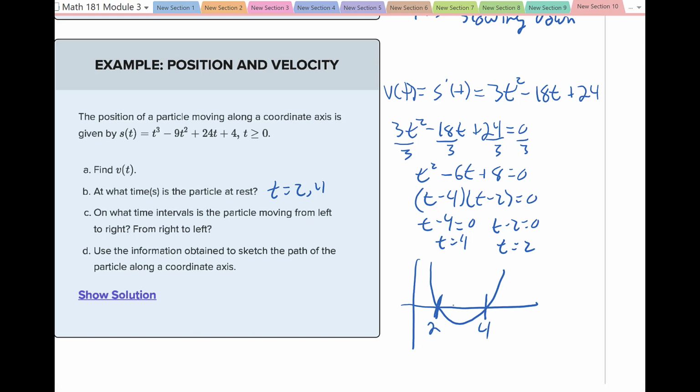So it's going left to right from 0 to 2, and from 4 to infinity, and then it's right to left from 2 to 4. Use the information obtained to sketch the path of the particle along the axis.